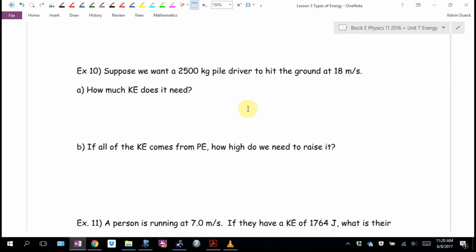Okay. I'd like to know how high do I need to raise the pile driver so that it hits at 18 meters per second. It's a two-step process. The first part asks, Daniela, what's A asking me to find? Well, kinetic energy is a half mv squared. 0.5. Daniela, what's the mass? And how much speed do we need when we hit the ground? And don't forget the square.